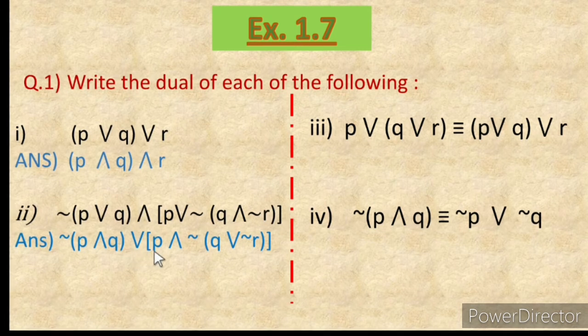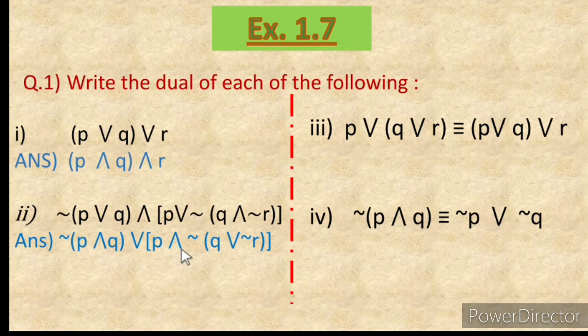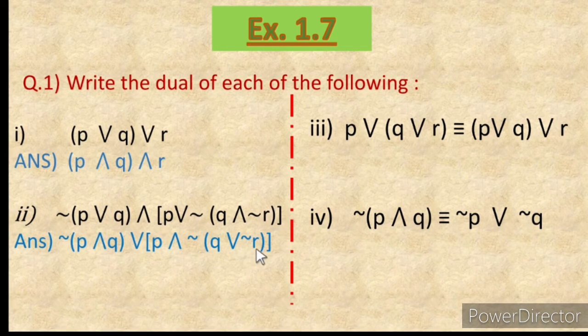Into square bracket P and, because in the given statement there is or. So, we replace it by and. Negation into round bracket Q or negation R. Understood? Very simple. Now, see the third one.